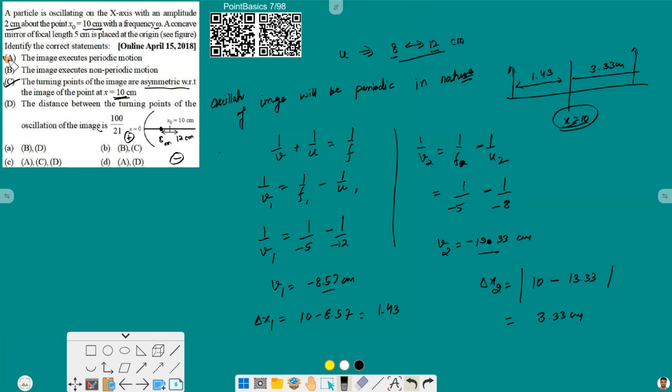So option C is also right here, option A is already right. Now coming to D also, and B will be wrong as A is right. The distance between the turning points is 100 by 21 centimeters. So the distance between the turning points will be 3.33 plus 1.43, that is 4.76. And if we divide 100 by 21, we will get 4.76. So these are exact matches. So option D is also right here. We have to find the correct statements, and those are A, C, D. So that is option C. So option C is correct here. Now let us move ahead.